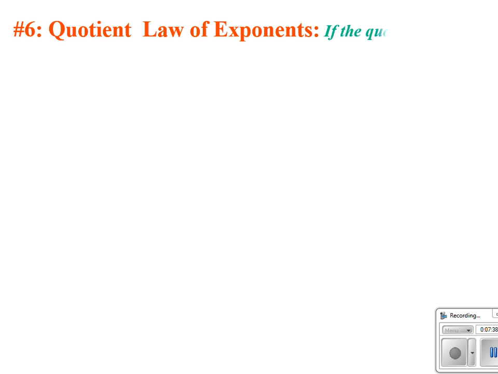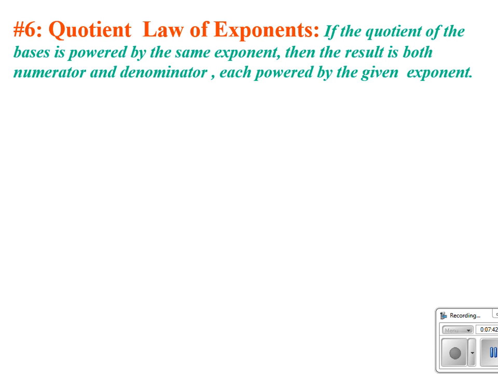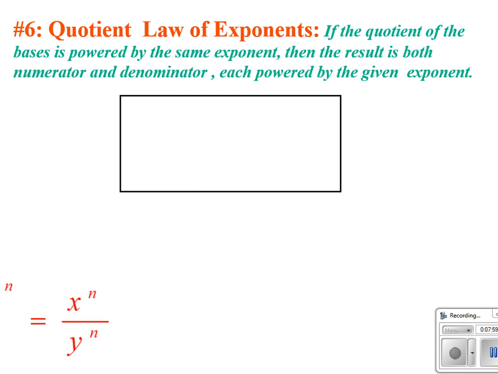Law 6, the quotient law. If a quotient of the bases is powered by the same exponent, then the result is both the numerator and the denominator, each powered by the given exponent. So this is exactly like the last one, except we don't have a multiplier, we have a divider.